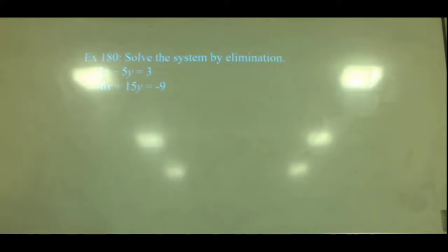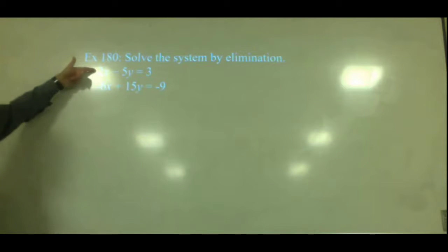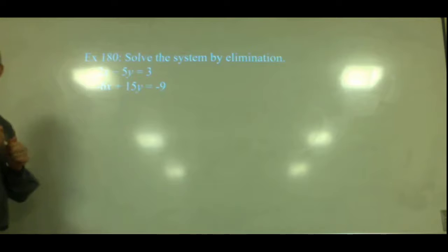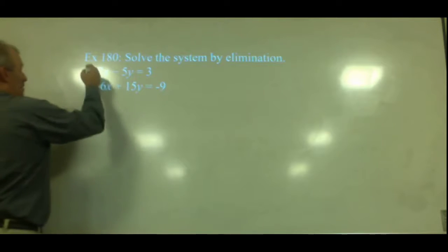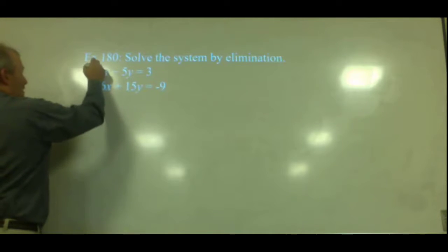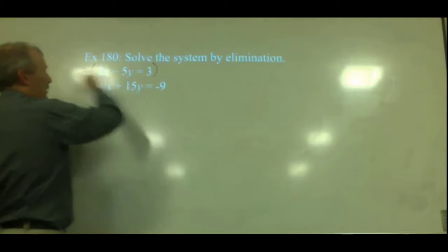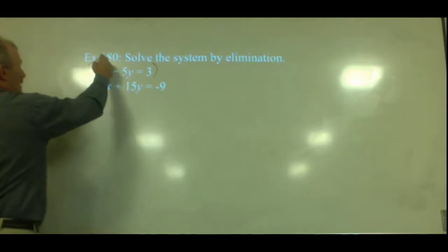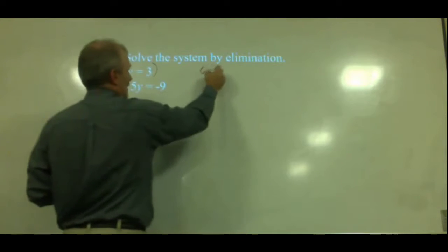So like I said, I usually start with the small and I say, can I turn the 2x into a 6x so that it will cancel? What do I need to multiply by to make that happen? A positive 3, right? Because I want them to be opposite, so I'm going to multiply by 3. I'm just going to put parentheses around the whole thing, and we're going to multiply everything by 3. So when we do that, we're going to get 6x.